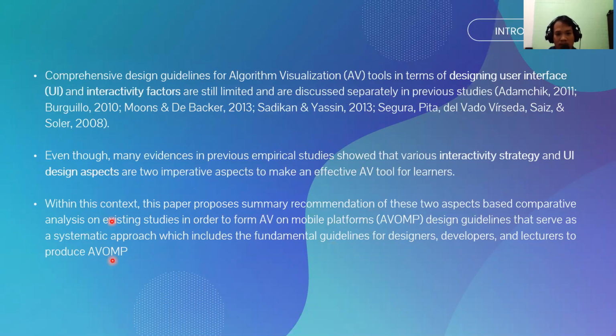So this is a part of our studies. The last goal of this research is actually to make the design guidelines. However, in this paper, we talk about the first stage of it, which is the results of comparative analysis, which are actually a part of the initial stage before we form it into the design guidelines. So this is like the first born baby of the comparative analysis, which is the recommendation from these two aspects.